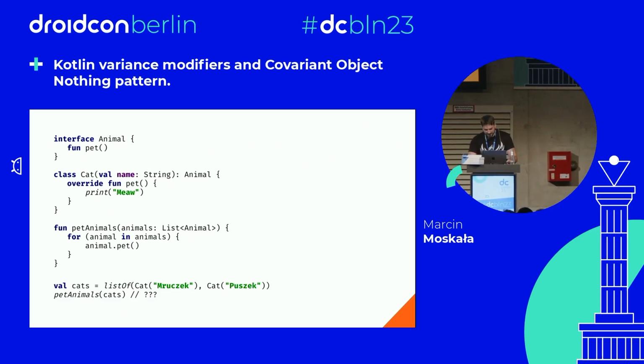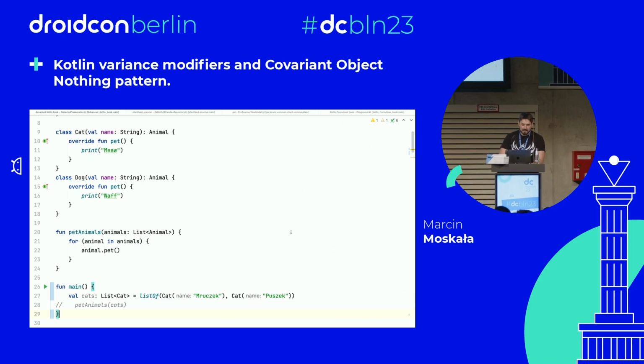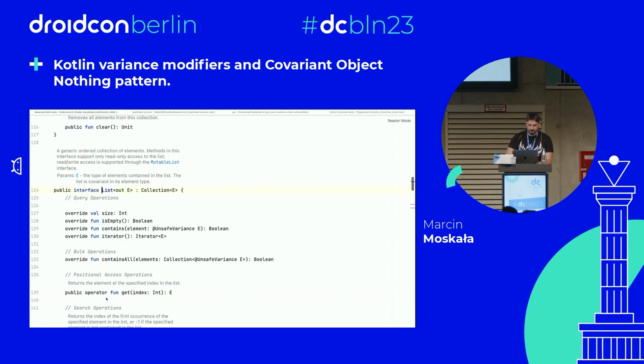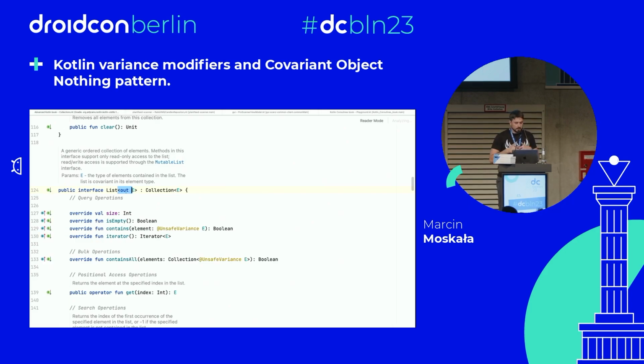Yes, I can. And why can I do that? Because List is covariant, yes? The out modifier. List is covariant because it is representing a read-only list.